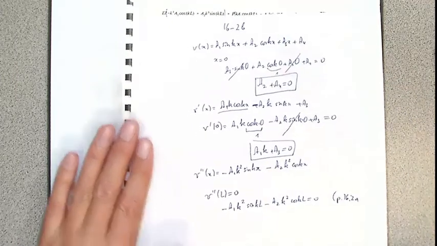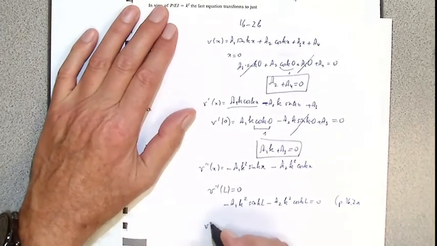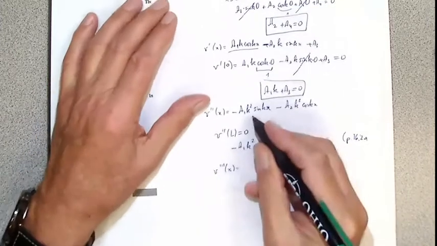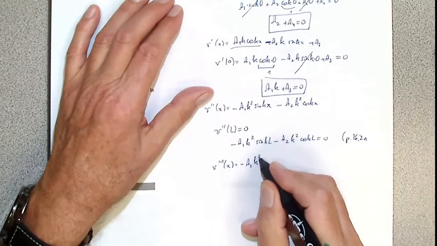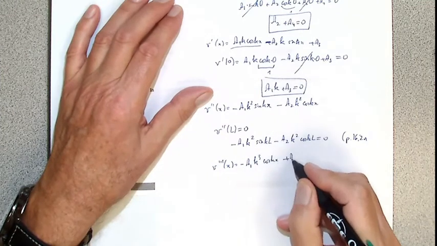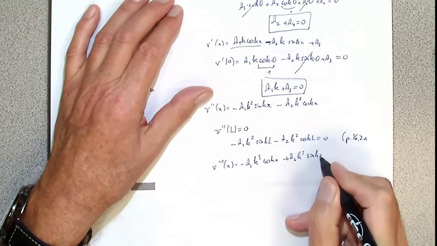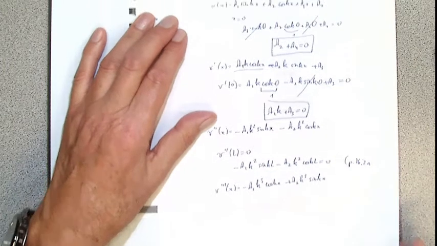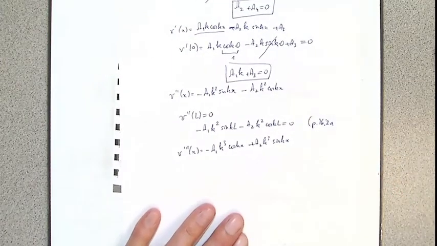And then the third derivative. Third derivative of V of x equals, here I'm differentiating, minus A1k cubed cosine kx and plus A2k cubed sine kx. That is the third derivative. So let me write it. Let us leave it here.